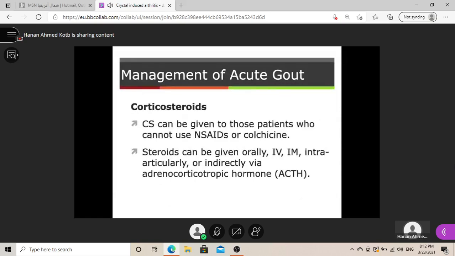Management of acute gout: corticosteroids are a second option. Corticosteroids can be given to patients who cannot use non-steroidals or colchicine. The advantage of steroids is that they can be given orally, intravenously, intramuscularly, or, the best choice, intra-articularly in a patient with an active or bleeding peptic ulcer. Or it could be given indirectly via the adrenocorticotropic hormone, ACTH, that induces endogenous production of steroids.